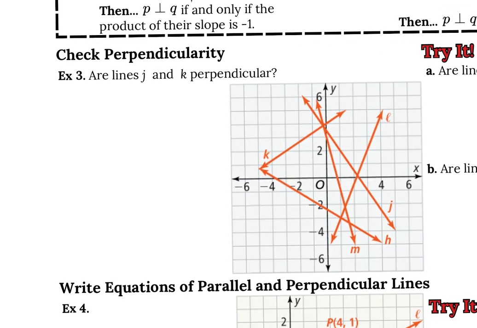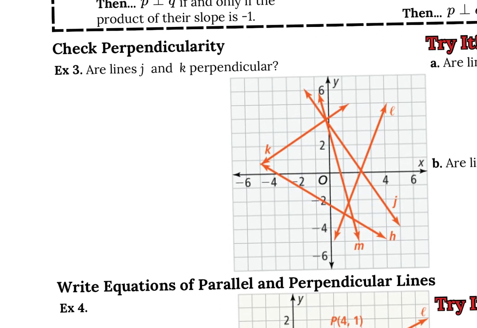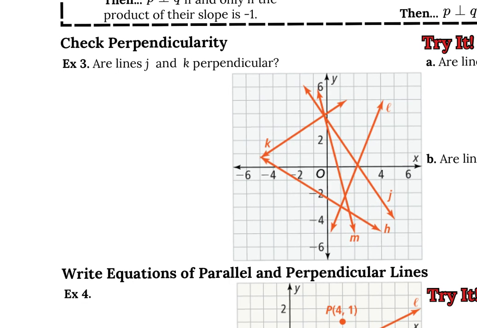Okay, let's look at example 3. Are lines J and K perpendicular? So we want to find the slope of J and K and then determine if they are negative reciprocals of each other. So to find some points for J, looks like -1, 5, and 1, 2.